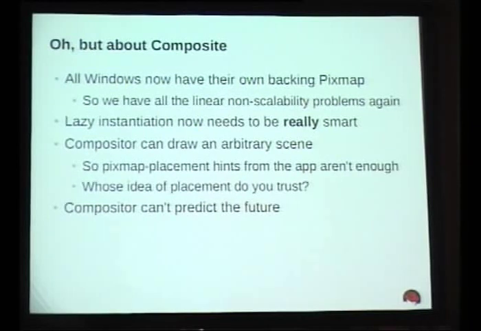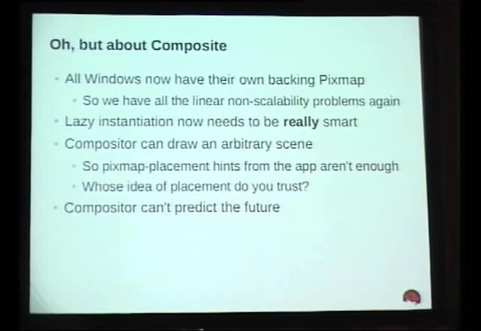Composite's going to scale really badly because every window has its own backing pixmap now. So now every single drawable has all the linear scalability problems we had before, just sending pixmap rendering to every screen, is now n times worse. You can try to fix this by looking at where the window is on the screen and instantiating the backing pixmap on the GPU that window lives on, and only putting the backing pixmap there first. Okay. That works for automatic compositing or any simple non-transformative compositor that just puts the bits where they are.